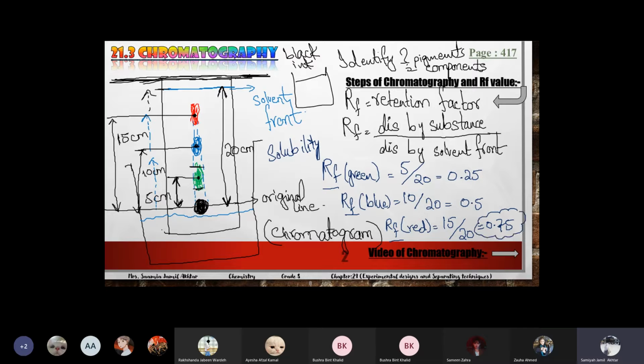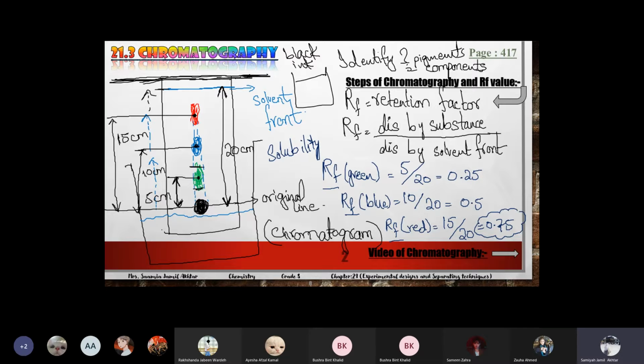So it means it has traveled with water till the end, and then it left a mark. The least soluble one is green color, so that's why it left the mark first. It left the water, and then the blue color, and then red color. So it tells us about solubility. Also, we can identify the pigments too by using chromatography. We can separate them also. Like here we have separated green, blue, and red.